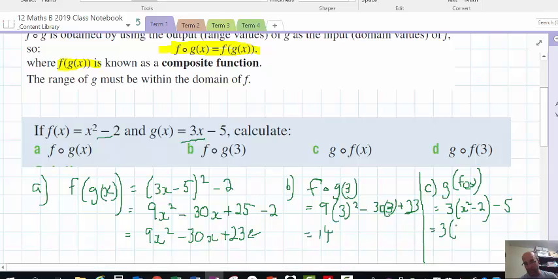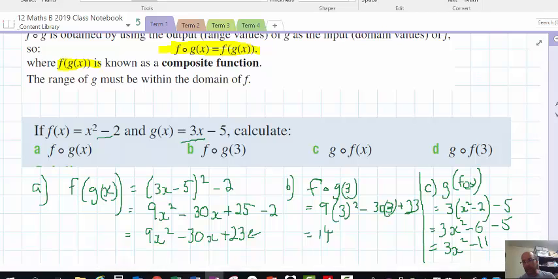So we have 3 times, let me remove those brackets, 3 times x squared, so distributive rule, minus 6 minus 5, and that's 3x squared minus 11. Finally, it's simply just a matter of subbing in 3 for this one here, and you'd have 3 by 9, which is 27, take 11, which is 16.